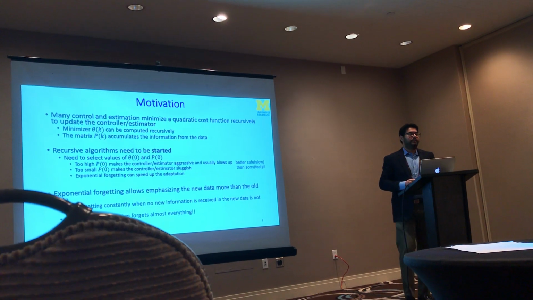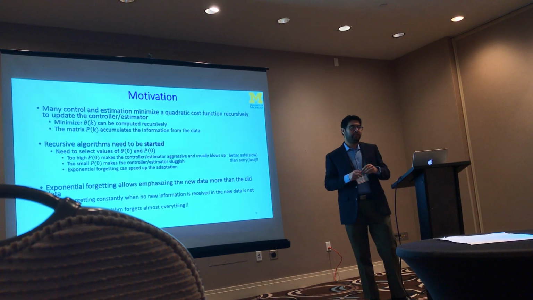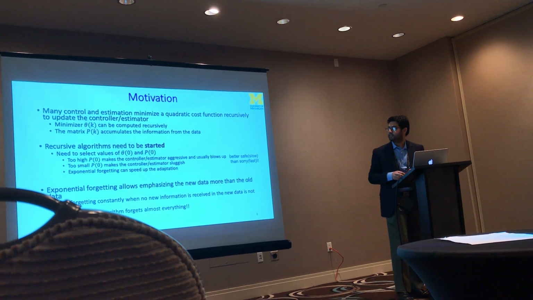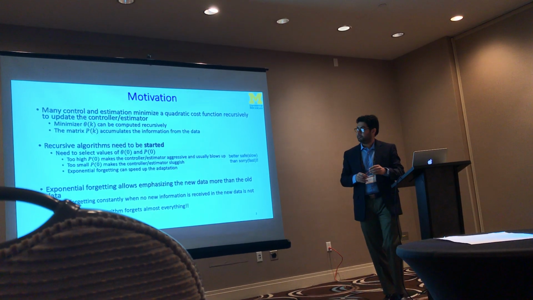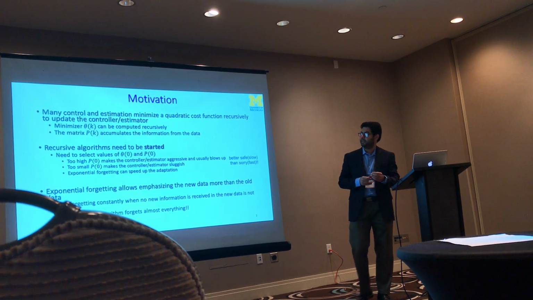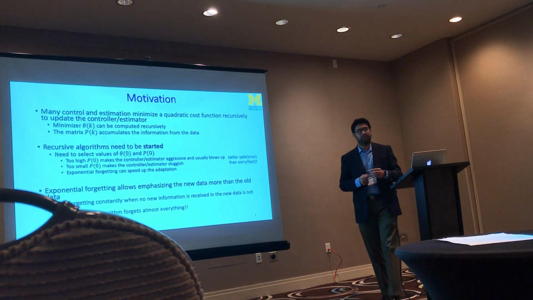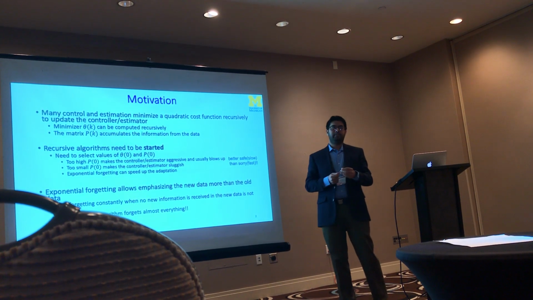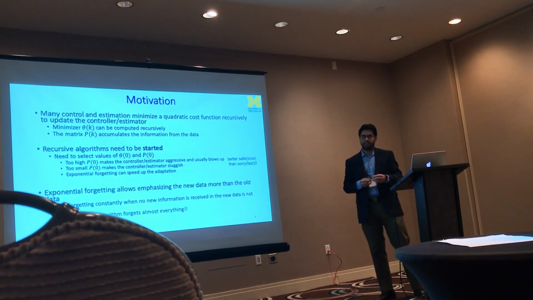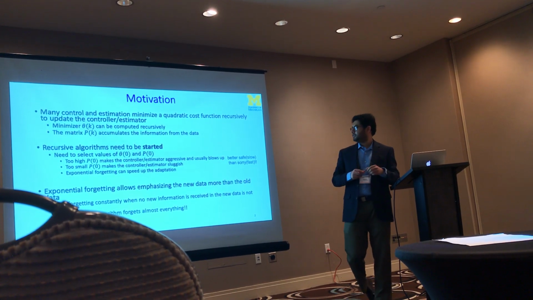Many control and estimation problems minimize a quadratic cost function recursively to update the underlying controllers or estimators. The minimizer theta k is computed recursively, and the matrix P of k accumulates the information coming from the data. Whenever you implement a recursive algorithm, it needs to be started. That is, you need to select a value of theta naught, the initial minimizer, and the matrix P naught, usually called the covariance matrix.